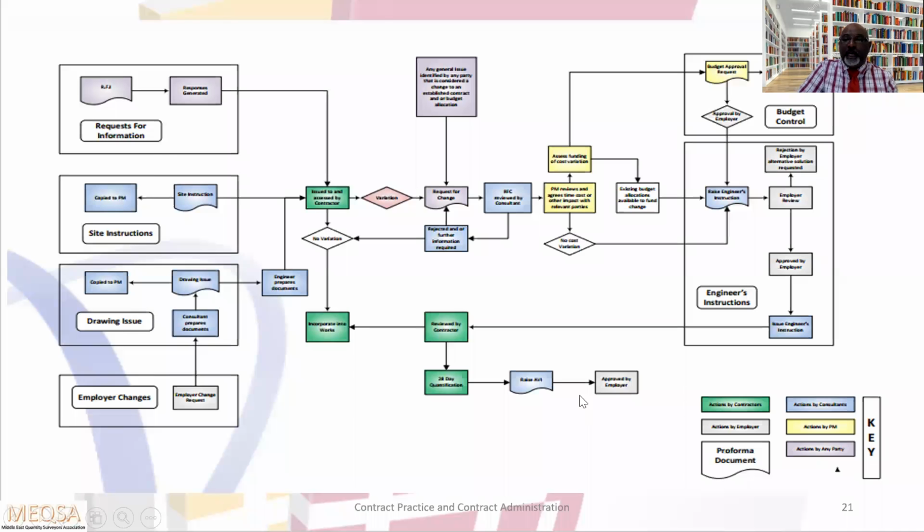These are the 4 pro forma documents. This is what I mentioned in the doubt. So this is the general change management procedure. You should be thorough with your change management process as per your contract. Generally, they will ask this question: could you explain the change management procedure as per your contract?